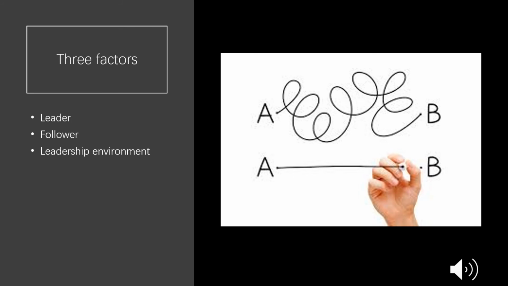Thirdly is the leadership environment. Leadership behavior is carried out in an internal environment and an external environment. Leadership behavior that is compatible with the environment may be effective, and leadership behavior that is not compatible with the environment is often ineffective.